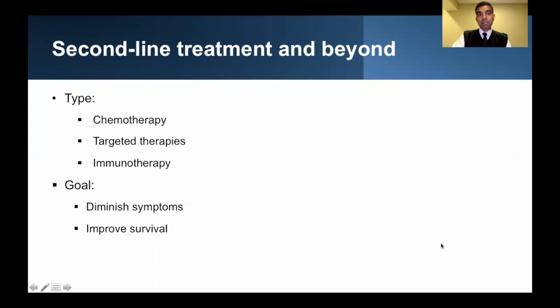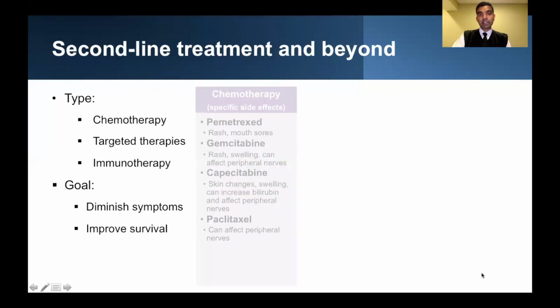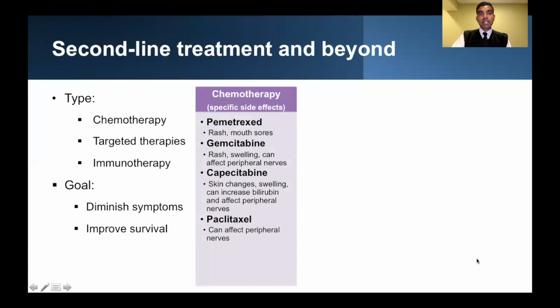They include chemotherapy, targeted therapies, and now immunotherapy. The overarching goal is to diminish symptoms and improve survival. These are some of the chemotherapeutic drugs which are commonly used for treatment of thymic epithelial tumors. Pemetrexed is really active against thymomas, not so much against thymic carcinomas, whereas the other three drugs are active against both histologies. I have enumerated some of the specific side effects that can be seen with these drugs, but generally single agent chemotherapy is well tolerated and patients do fine in many instances.